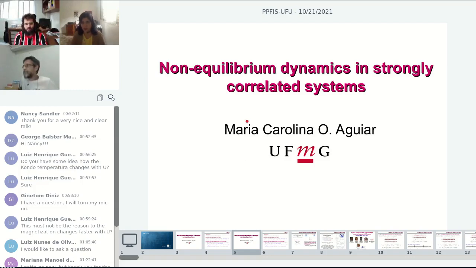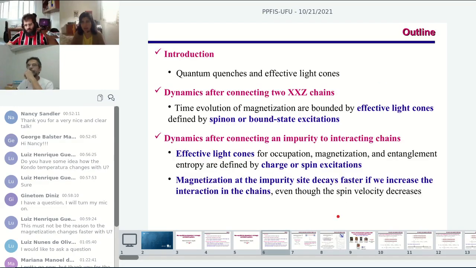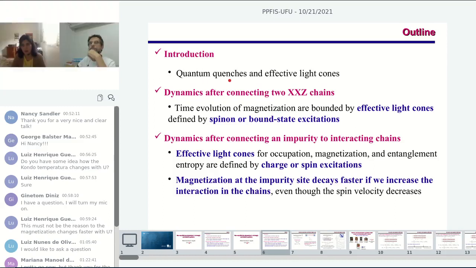So I will talk about non-equilibrium dynamics in strongly correlated systems. Here's the outline that I will follow. I will do a brief introduction about quantum quenches and effective light cones. And then I will talk a little bit about two works that we did in my group, because there are papers published about them.